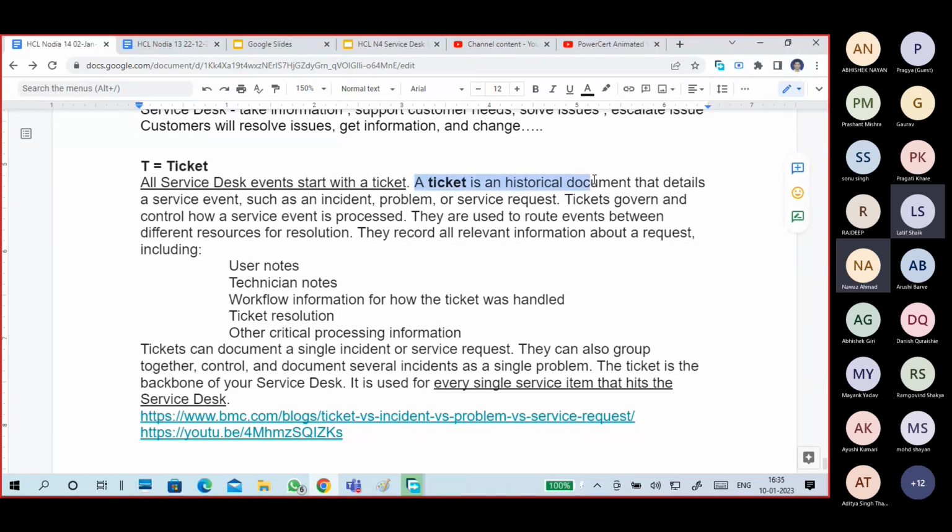A ticket is a historical document that details a service event, such as an incident, problem, or a service request. Tickets govern and control how a service event is processed. They are used to route events between different resources for resolution. They record all relevant information about a request, including user notes, technician notes, workflow information for how the ticket was handled, ticket resolution, and other critical processing information.